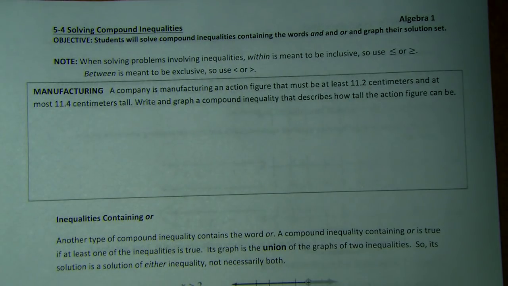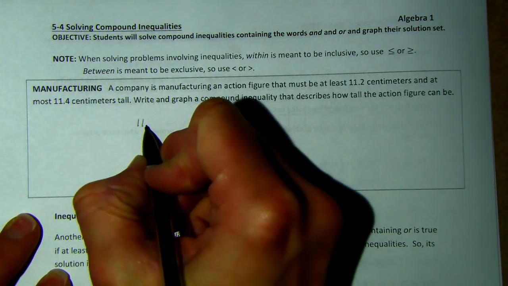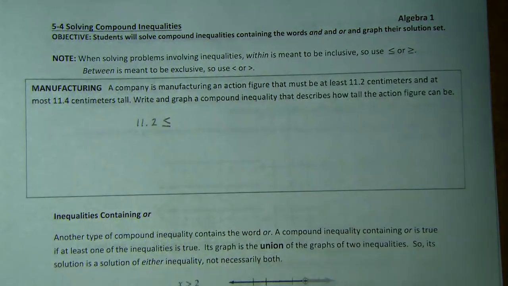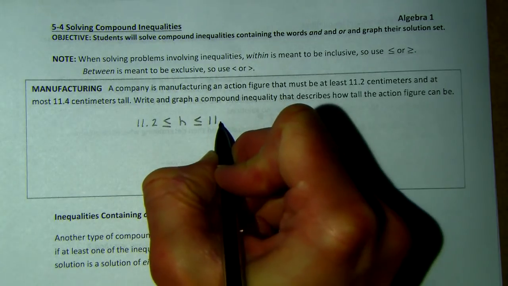Okay, when you're ready, on the back side, they're going to do word problems. A company is manufacturing an action figure that must be at least 11.2 centimeters and at most 11.4 centimeters tall. Write and graph a compound inequality that describes how tall it could be. So it needs to be at least 11.2, bigger than or equal to is the height, and then less than or equal to 11.4.